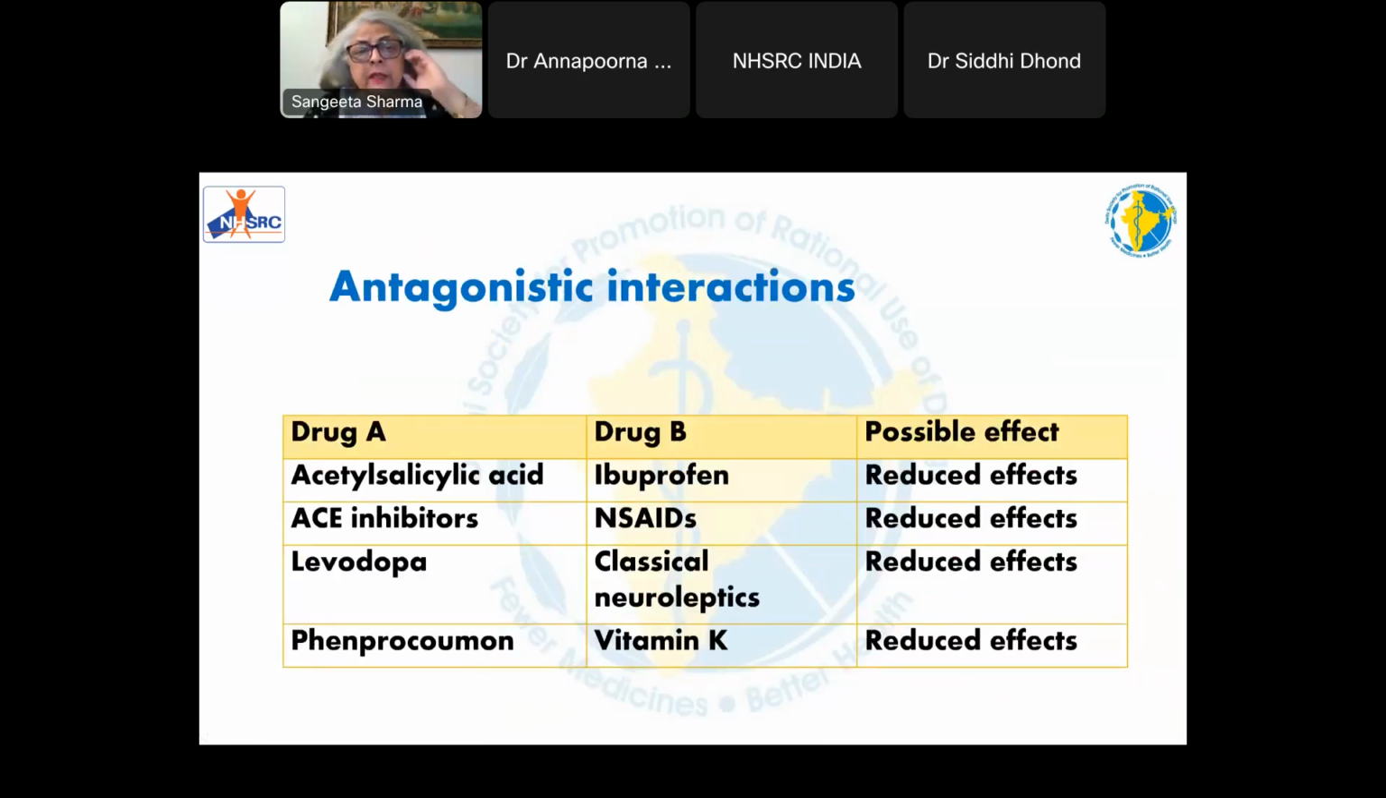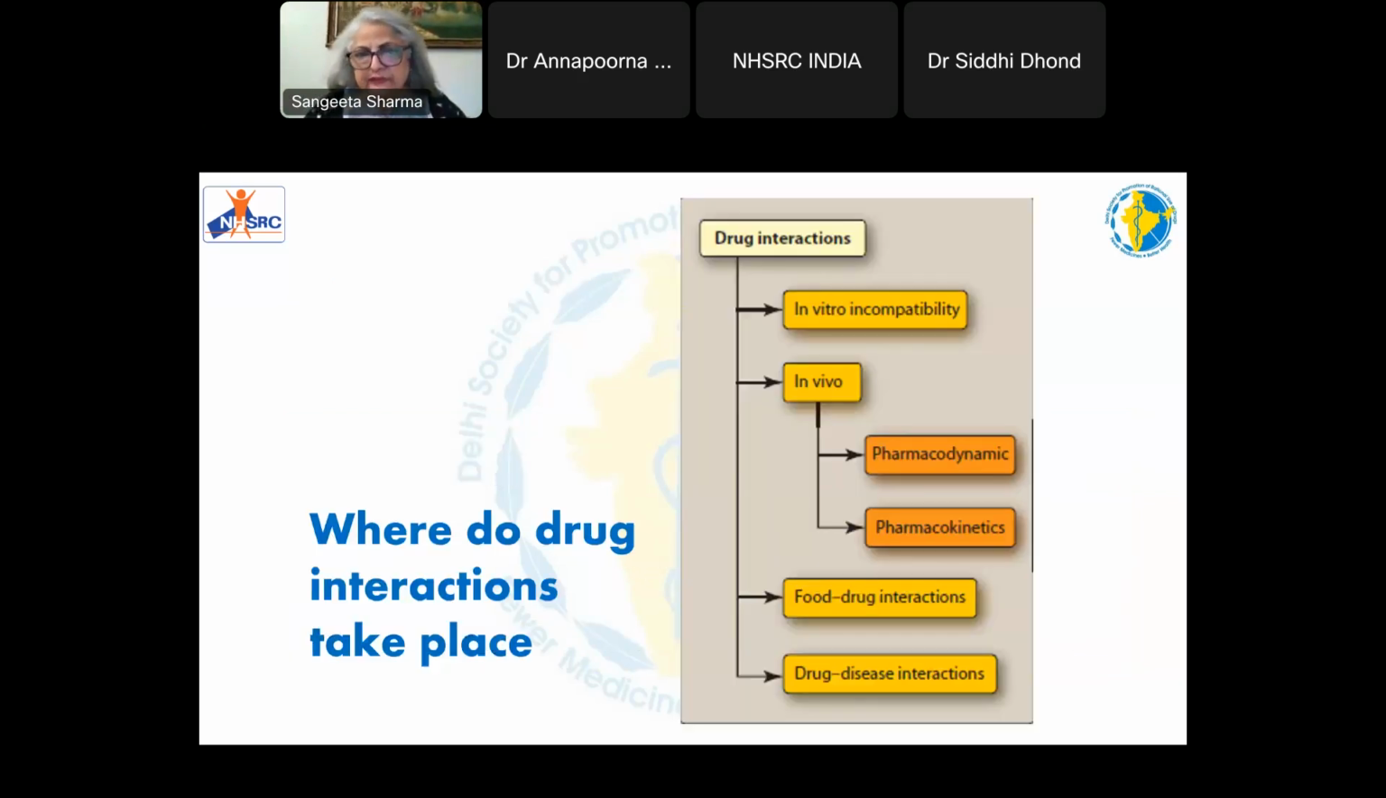Then antagonist interactions are, acetyl salicylic acid given with ibuprofen leads to reduced effects. ACE inhibitors with NSAIDs, I told you, reduce the BP lowering effect. Levodopa, when given with neuroleptics, the antipsychotic drugs, which act by inhibiting the dopamine receptors, while levodopa is an agonist here. So when given together, reduced effect will be there. Similarly, coumarins given with vitamin K, reduced effects will be seen.